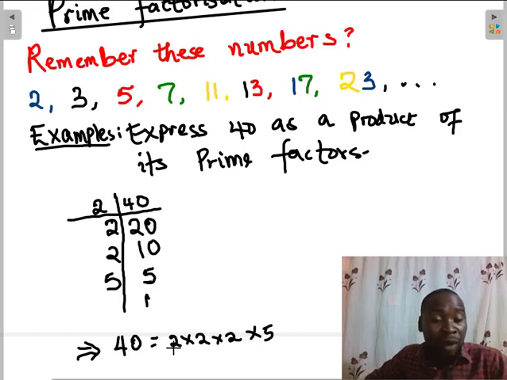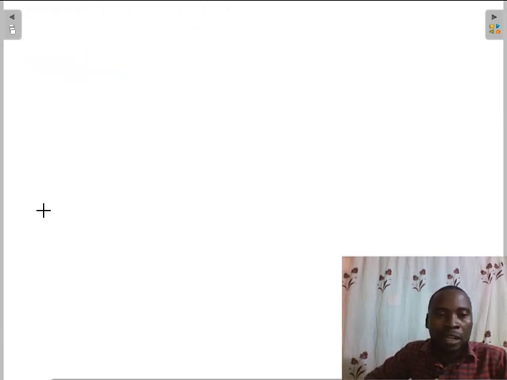The first number here is a prime number, the second is a prime number, the third is a prime number, the last is a prime number. And all these numbers multiply together to give 40. Because 2 times 2 is 4, 4 times 2 is 8, and 8 times 5 is 40. That's all about prime factorization. We want to just express 40 in such a way that it's only some prime numbers multiplying themselves to give us 40. So we're going to go ahead and pick another example.